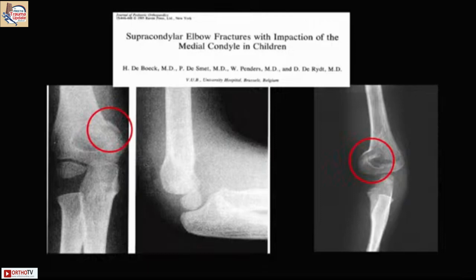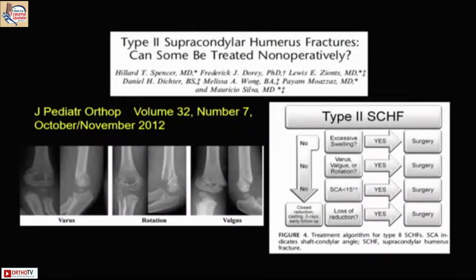They definitely need pinning. But can some fractures be treated non-operatively? Then what is the real indication? So, this is a very good paper published in JPO 2012 by Spencer et al. Here, he has given some few indications where you have to, first is excessive swelling. So, you will not be able to position the limb at all. You cannot flex the limb, hyperflex.